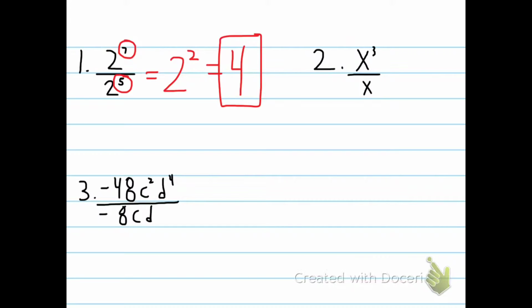For number 2, you just pretend there's a 1, and then you just subtract it like normal. So x squared.